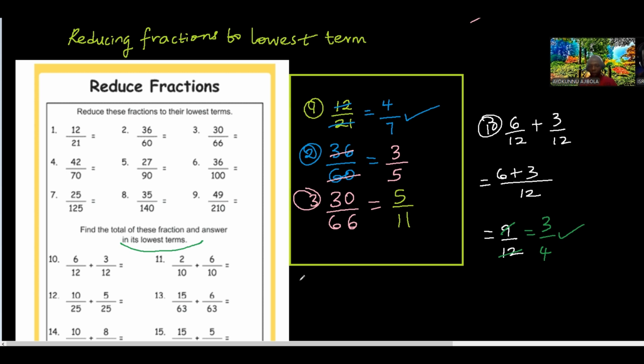Then the next one, I said I'm going to do 2. So the second one that I'm doing is number 11. That is 2 over 10 plus 6 over 10. So this is simply over 10, 2 plus 6. And this is 8 over 10.